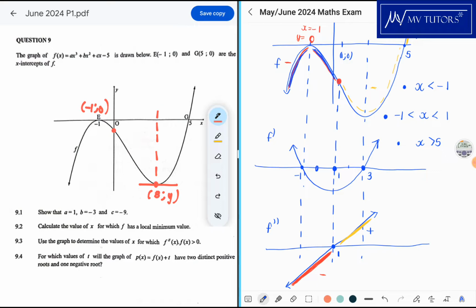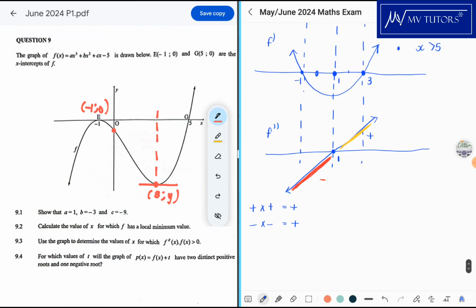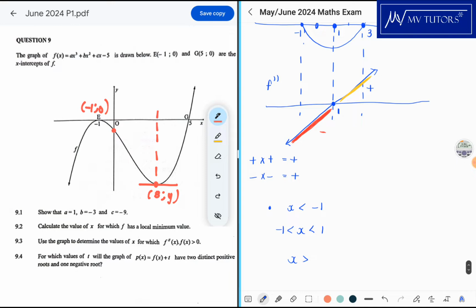So use the graph to determine the values of x. I would have said firstly, number 1, x is smaller than -1. Then x is in between -1 and 1. And then x is bigger than 5. Okay, that is how you'd use the graph. Simply put, you could have just drawn your graph over here and said this is your function.